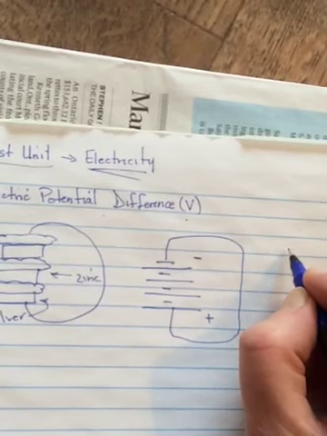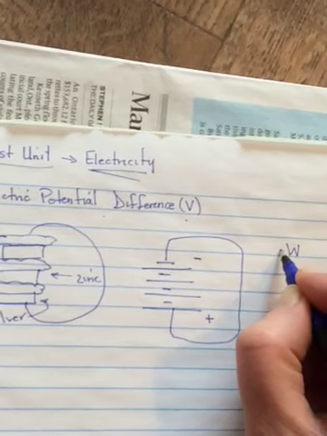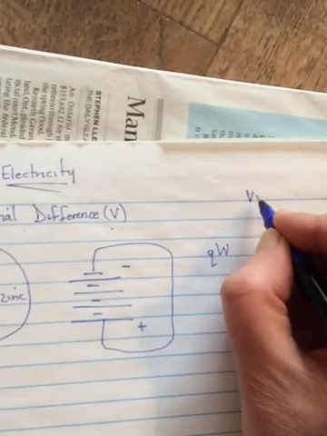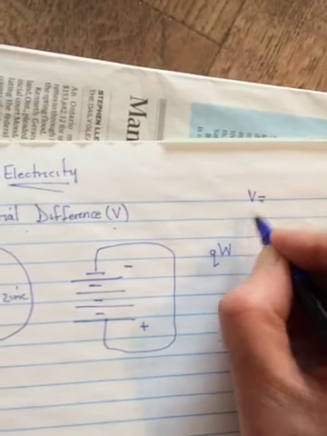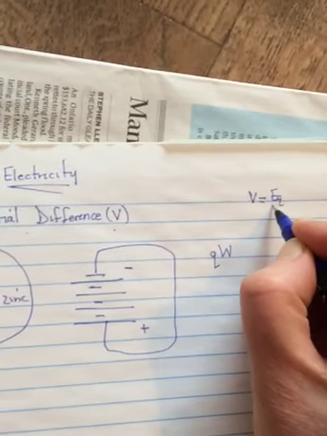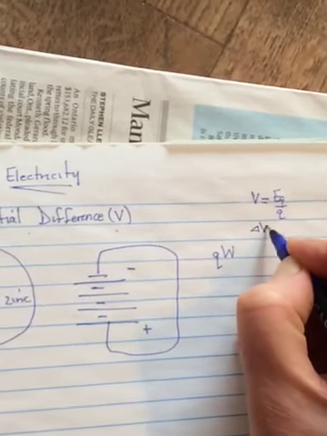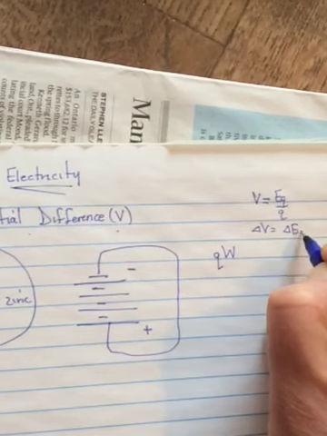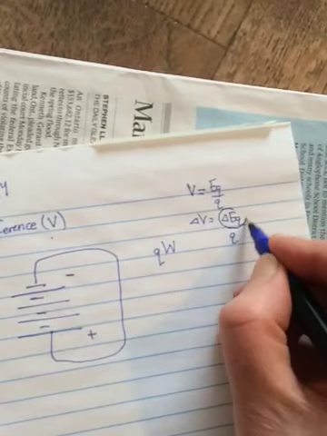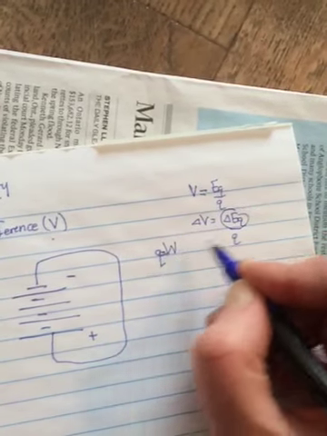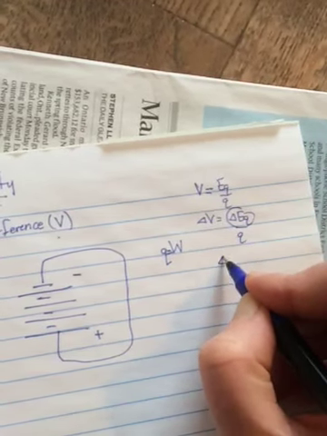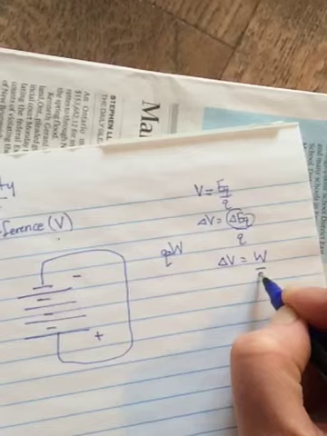So if you think about work done on a charge, well, if we go back to the last equations we were doing in the last unit, it was V equals EQ over Q, or delta V is equal to delta EQ over Q. So W is the work done. I'm going to put an equal sign there, right? And so really then delta V is equal to W over Q.